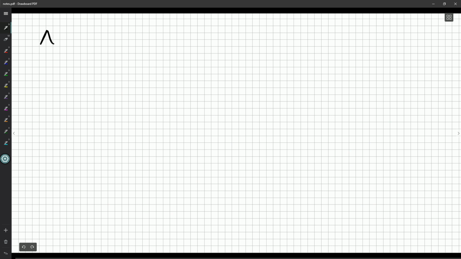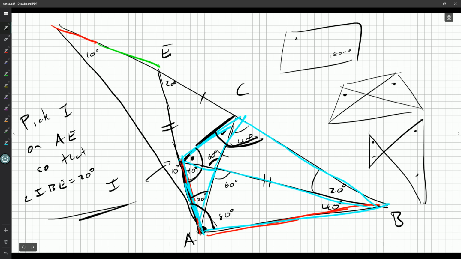Okay. AIB and ACB are both 40 degrees. Or you could say that it's just the way I've drawn it here, that I and C are sort of subtending this base AB. But you could easily point out that B and A are subtending IC. Either way is fine.